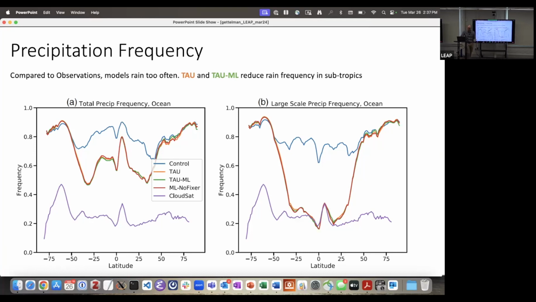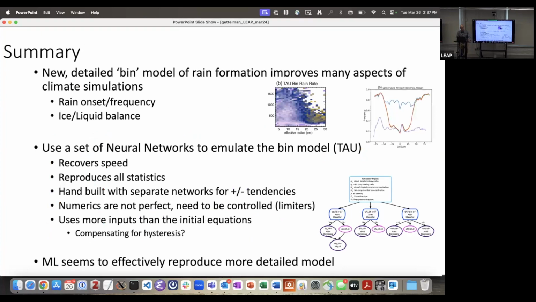There's too much frequency of precipitation, particularly in the subtropics when it's driven by the stratiform microphysics. If you look at that stratiform, large-scale precipitation, when we put in either the machine learning emulator or the bin code itself, we get right back to where we think the observation should be in the subtropics. This is from CloudSat, and it really reduces our drizzle problem in the GCM. This is very difficult to do in a general circulation model without imposing some kind of threshold on the rain rate. So we actually can reproduce that as well.